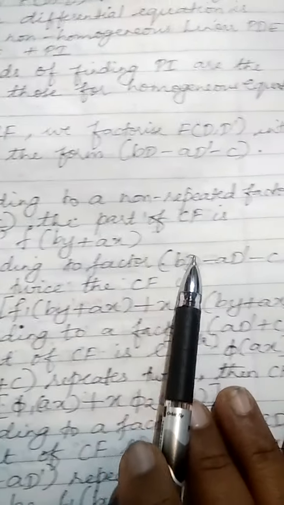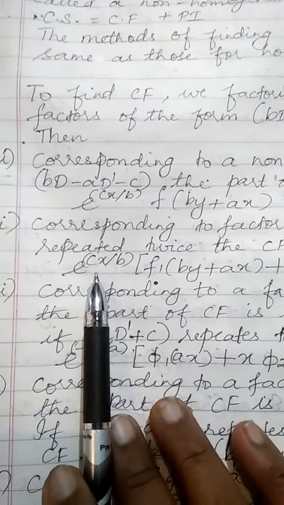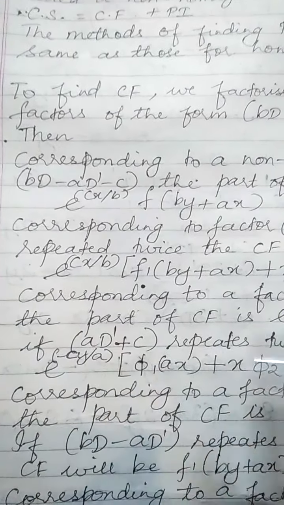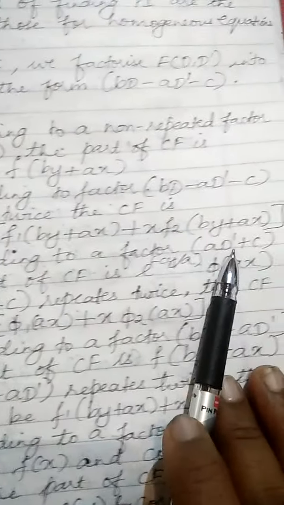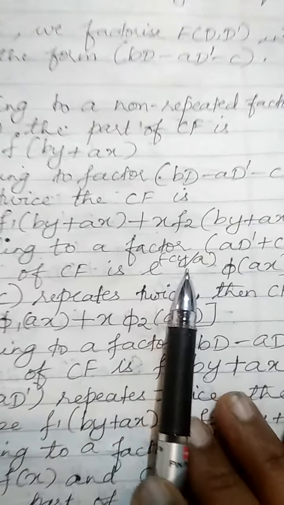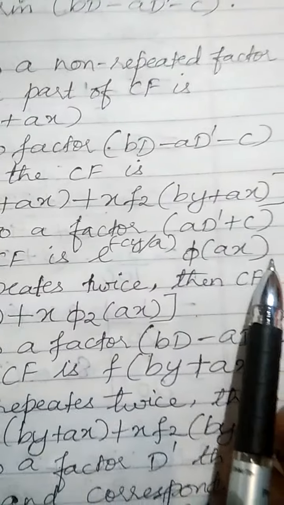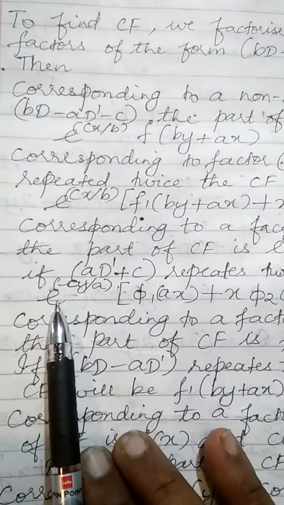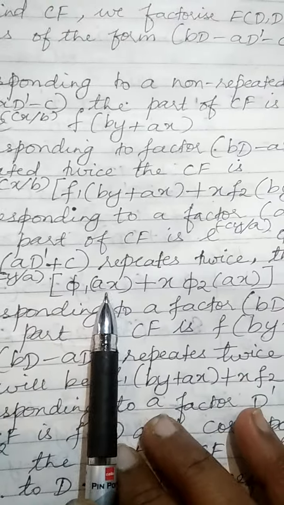Corresponding to the factor repeated twice, CF is e^(cx/b) f1(by + ax) plus x f2(by + ax). Next, corresponding to a factor aD' + c, CF is e^(-cy/a) phi(ax). If this factor aD' + c is repeated twice, then CF is e^(-cy/a) phi1(ax) plus x phi2(ax).